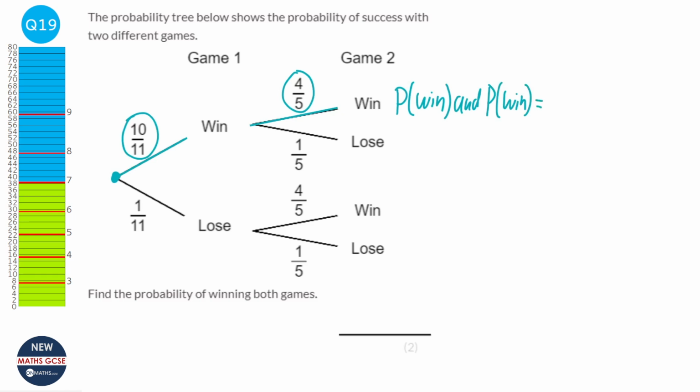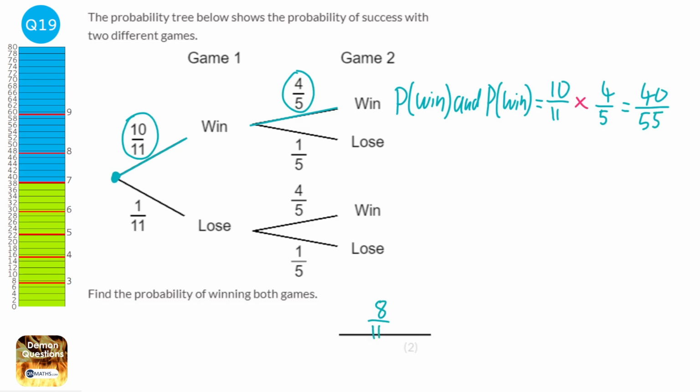So probability of winning game 1 was the first fraction we circled, which was 10 over 11. Probability of winning game 2 was the second one we've circled, which is 4 over 5. The word and in probability means times. So we're going to times the tops, which is 40, times the bottom, which is 55. And we can divide top and bottom by 5, so that will give us the probability of 8 over 11.